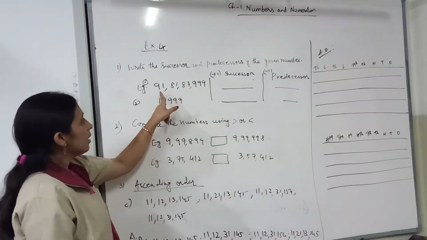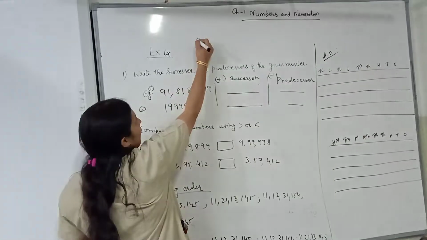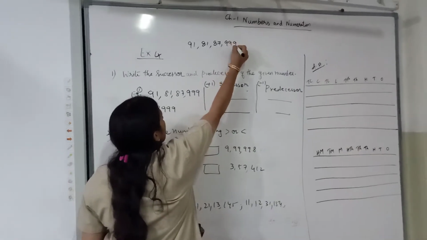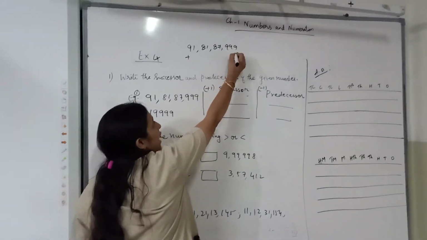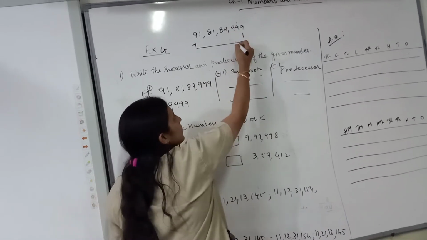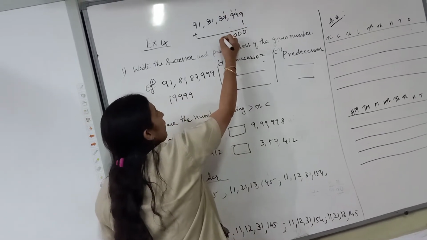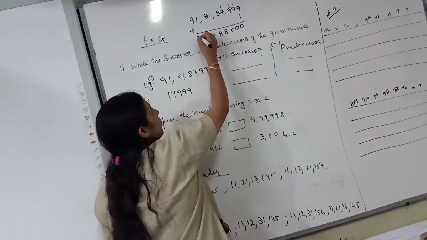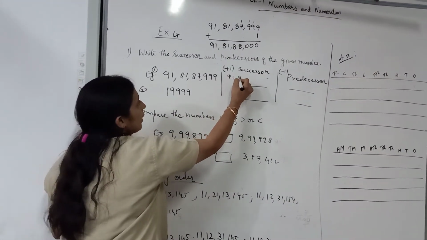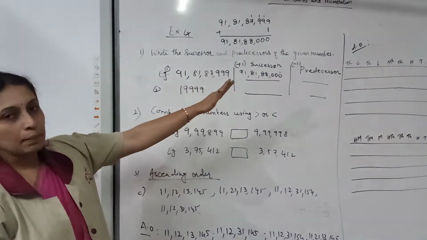Now, when it is 91 crore, 81 lakh, 87,999, write the number plus successor. So add 1 to it. What will be the answer? 9 plus 1 is 10, 1 carry over, 9 plus 1 is 10, 1 carry over, 9 plus 1 is 10. And then 7 plus 1 is 8, and then the same number. So what is the successor of this number? 91 crore, 81 lakh, 88,000.